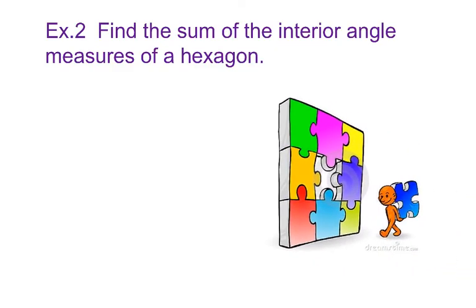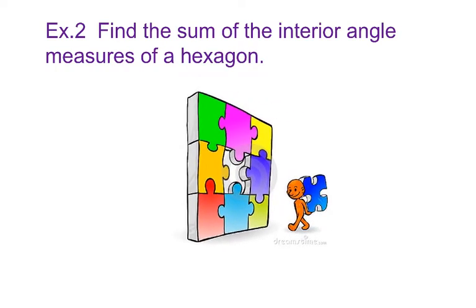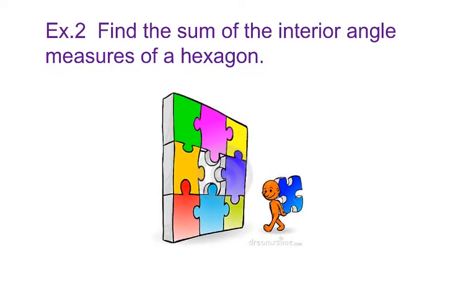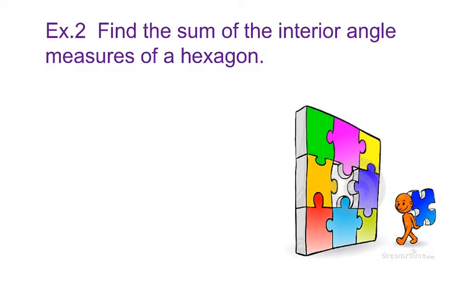All right, copy down example 2. Find the sum of the interior angle measures of a hexagon. And again, you're going to find out this is just another puzzle or another problem that we know enough information to solve. We just need to find the right pieces. So I'm going to break this down for my first step.